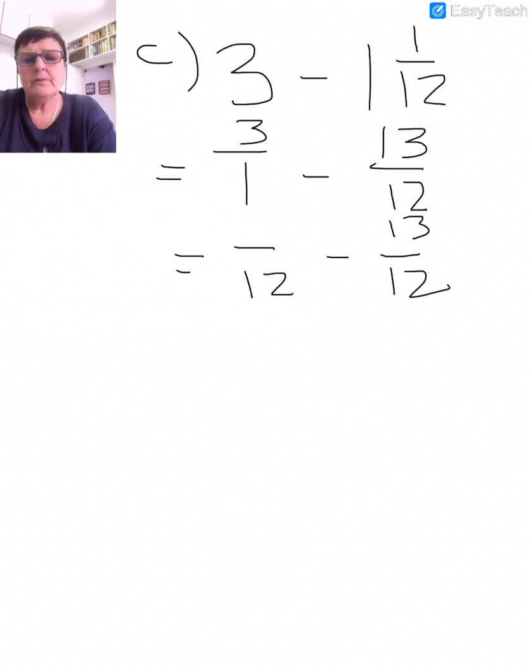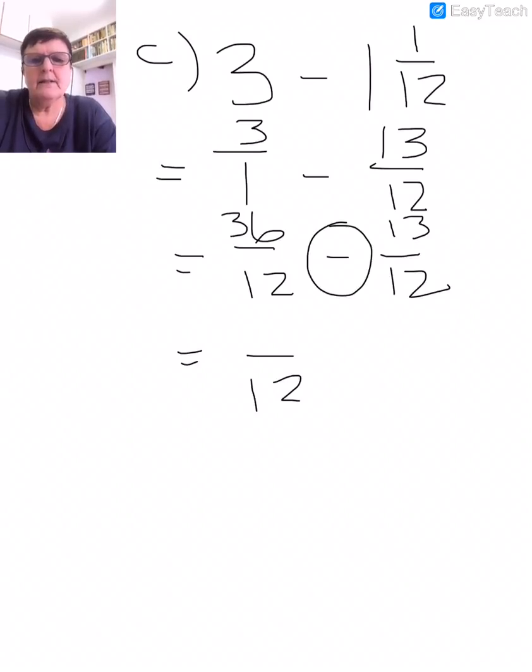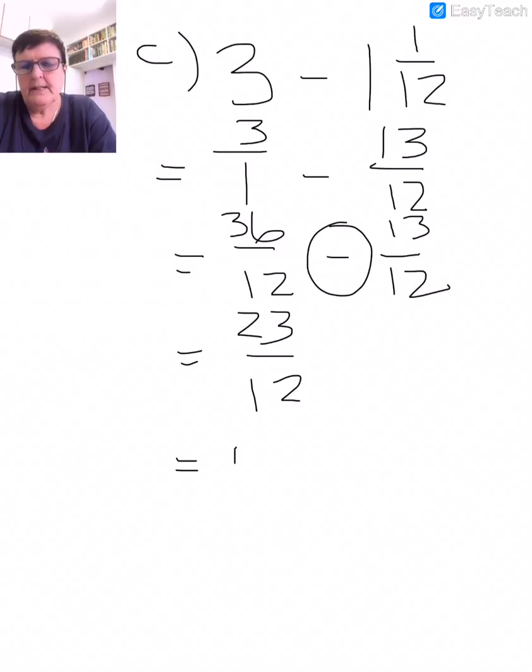1 times 12 is 12. 3 times 12 is 36. Remember that you're subtracting. 36 minus 13 gives me 23. Simplified, 12 goes into 23 once, and 11 remaining out of 12.